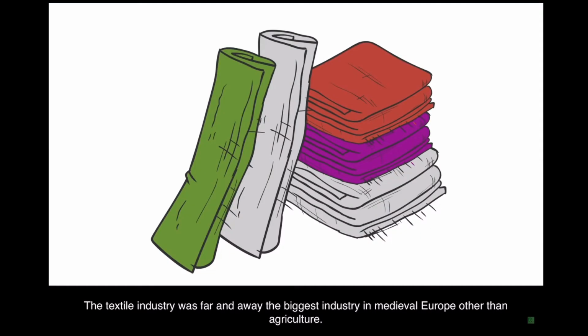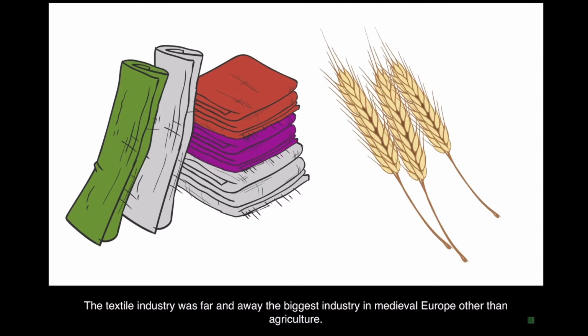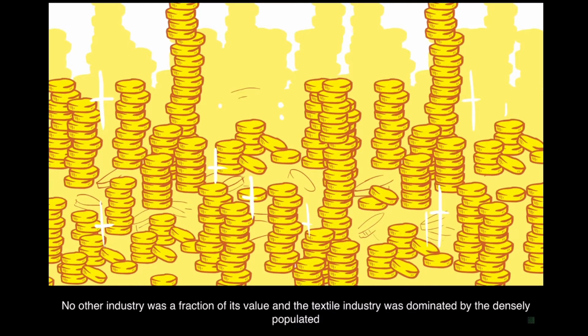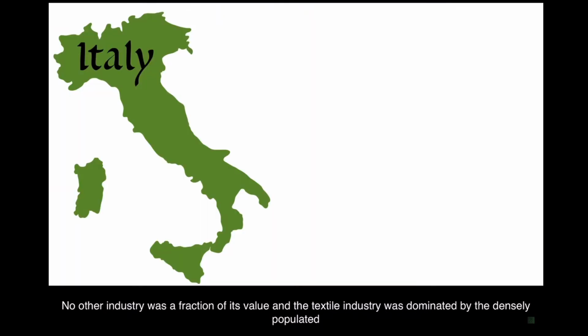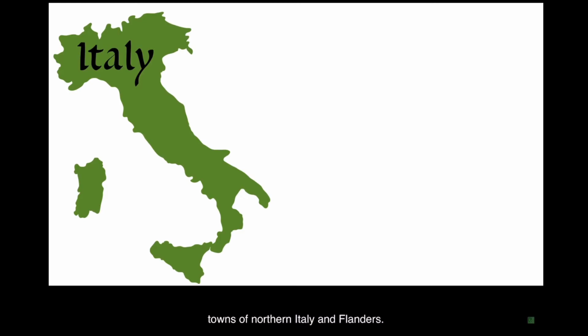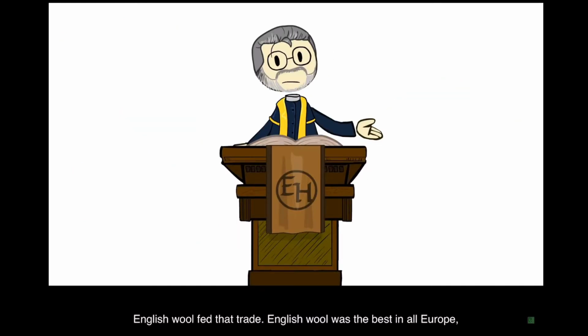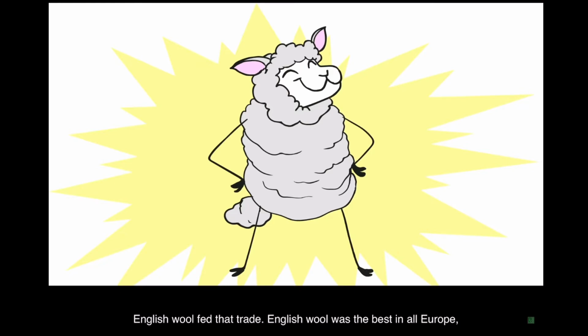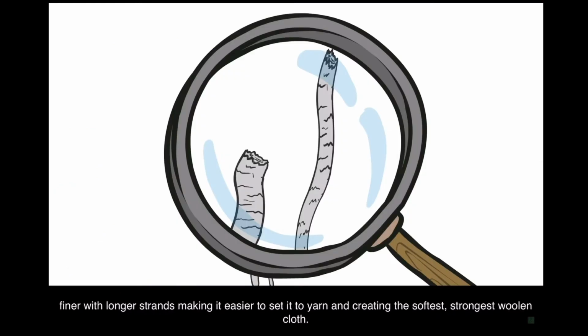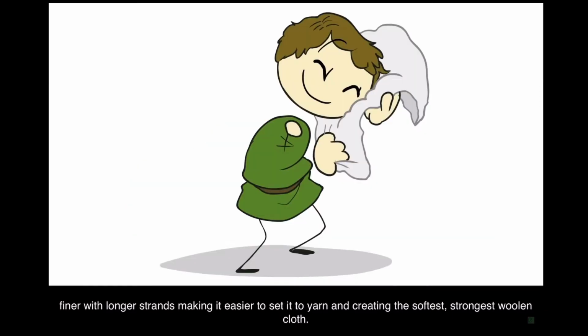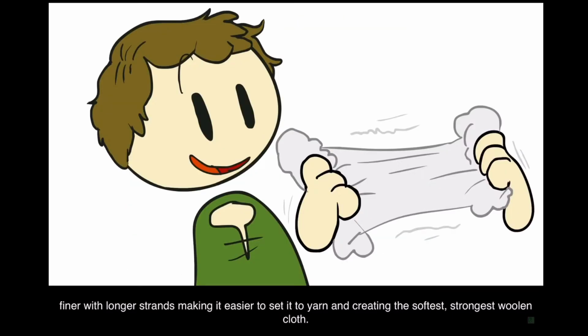The textile industry was far and away the biggest industry in medieval Europe other than agriculture. No other industry was a fraction of its value, and the textile industry was dominated by the densely populated towns of northern Italy and Flanders. English wool fed that trade. English wool was the best in all Europe, finer, with longer strands making it easier to turn into yarn and creating the softest, strongest woolen cloth.